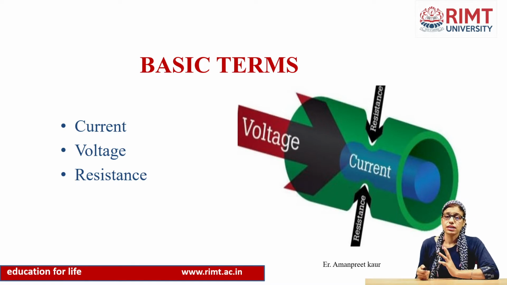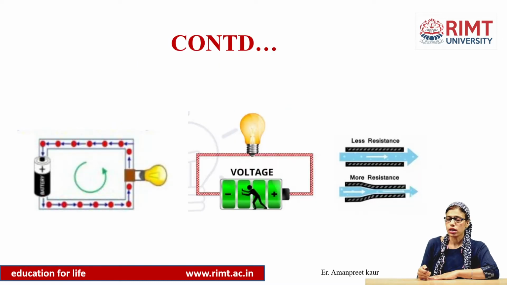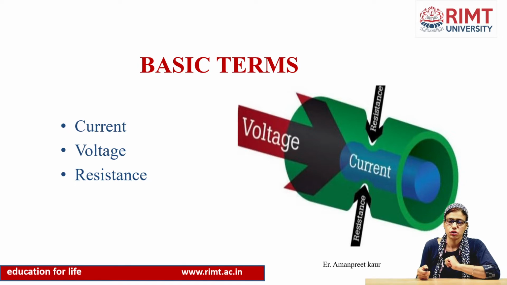So, we can say these three are connected with each other. The amount of current in the circuit depends upon the amount of voltage and the amount of resistance that opposes the current flow. You can see this picture: the amount of current depends upon the voltage, and the resistance controls, or opposes, the current flow.